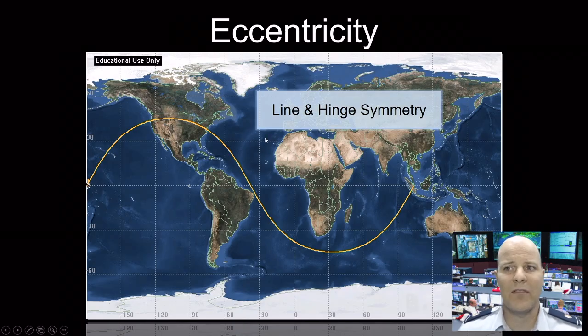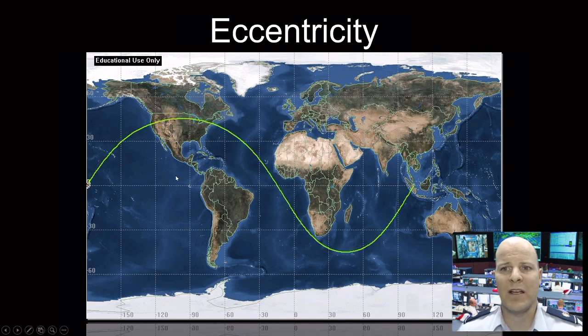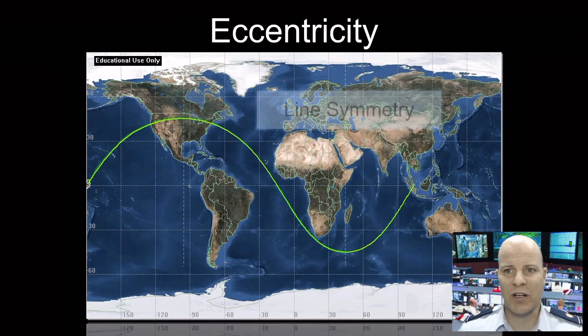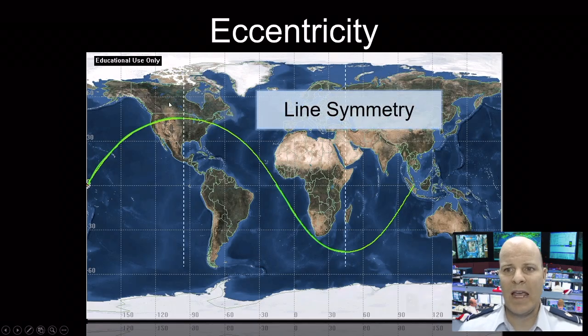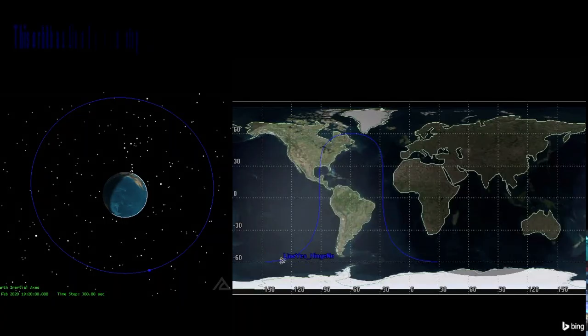To begin with, we're going to define a couple of terms. We're going to talk about line and hinge symmetry. Every orbit could be described as either being line or hinge symmetric, or neither. What is line symmetric? Line symmetric is when we take our orbit and we divide our northern hemisphere into two pieces with this line here, and our southern hemisphere portion of our orbit into this piece. It has line symmetry if we can flop one side of our orbit onto the other, if that makes sense. So that's our line symmetry.